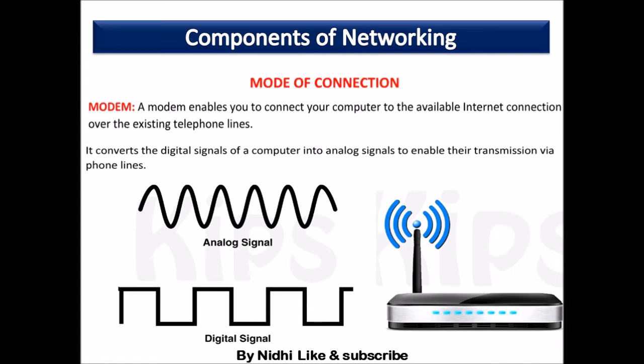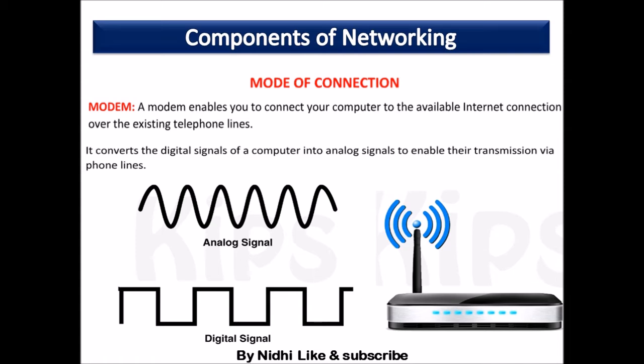It converts the digital signal of a computer into an analog signal, and signals always travel in analog form through cables or telephone lines. An analog signal is in the form of waves, and a digital signal is in the form of square beams, like this. Whenever a signal is transmitted through a telephone line, it should be in the form of an analog signal. So this modem works as a signal connector. It converts the digital signal into an analog signal at the sender side.